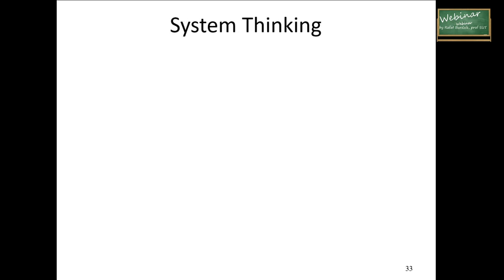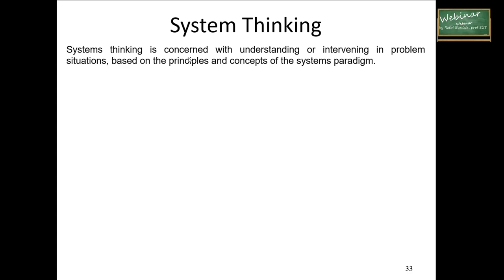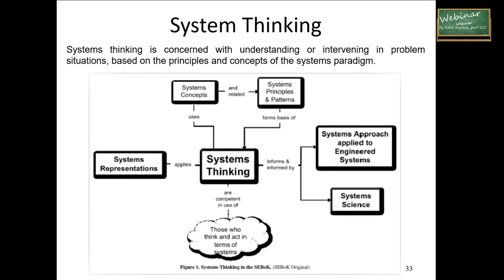So first we will start from systems thinking, because it is, as I already mentioned, probably one of the most difficult skills to achieve just based on the knowledge area. Yes, it's good to have some experience or some natural skills which you were given, for example. So systems thinking is concerned with understanding or intervening in a problem situation based on the principles and concepts of the system paradigm. Yes, so that is the overall definition of systems thinking. And as you can see here, systems thinking should consist of such issues.